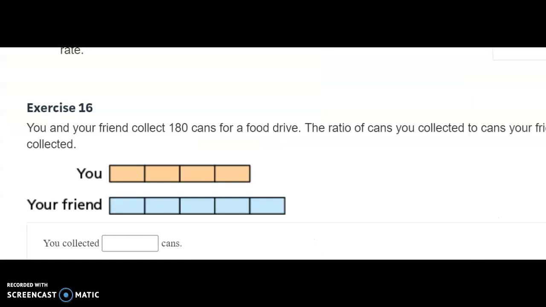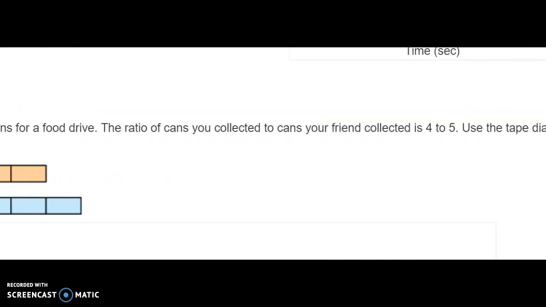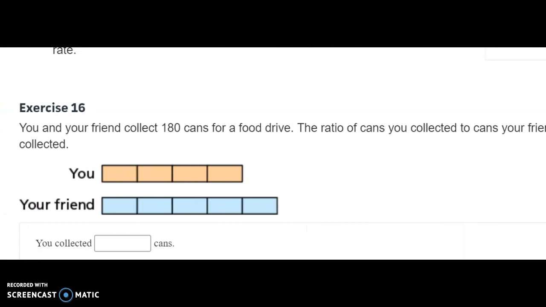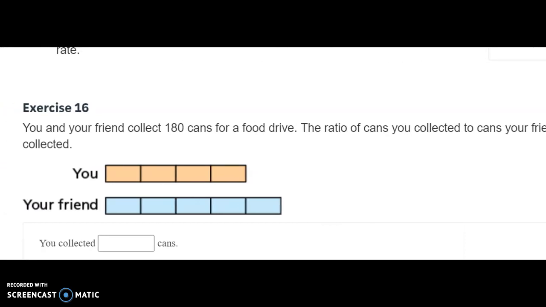Okay. This is one of those tape diagrams. You have a friend, and you and your friend are collecting cans. So for every 4 cans that you collect, the friend collects 5. In total, you collect 180. It's so simple, just watch.